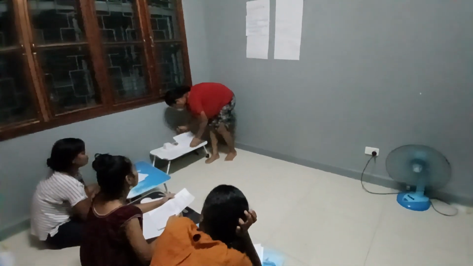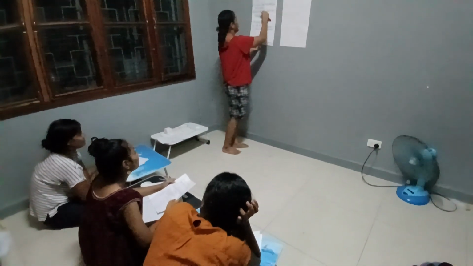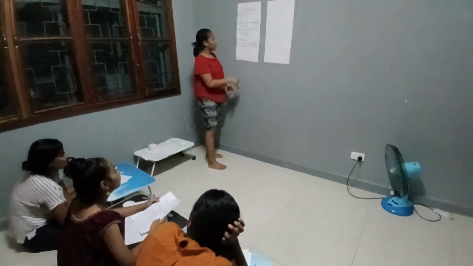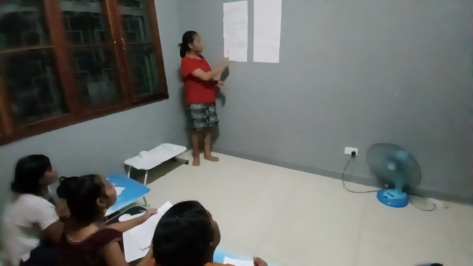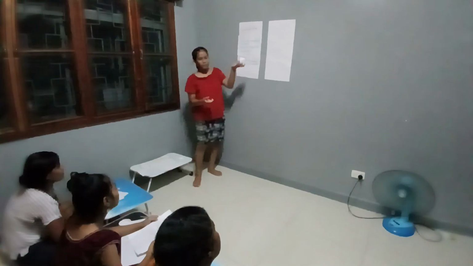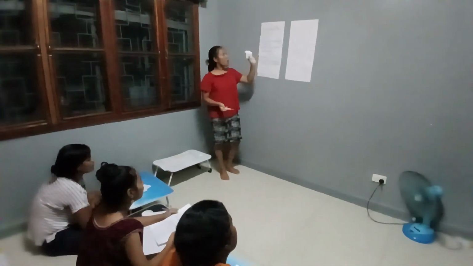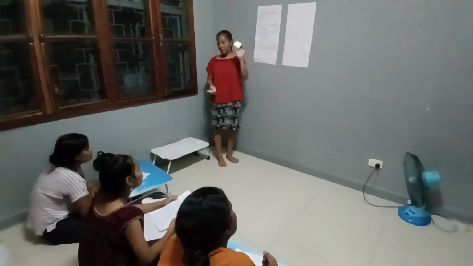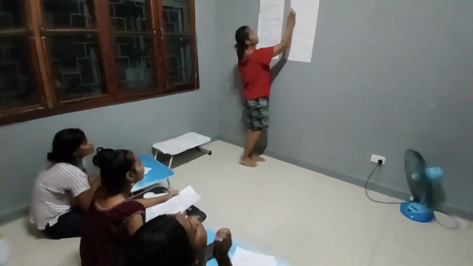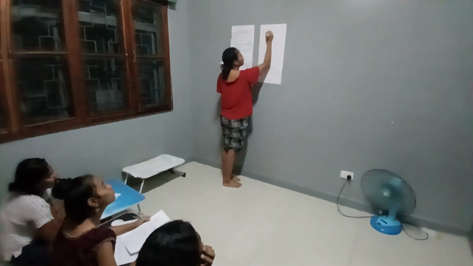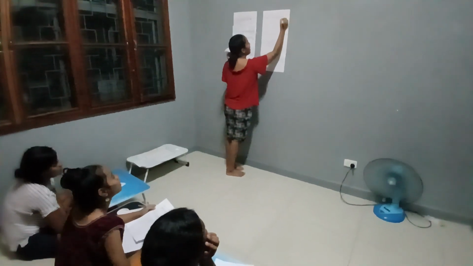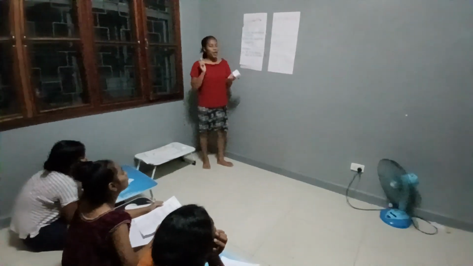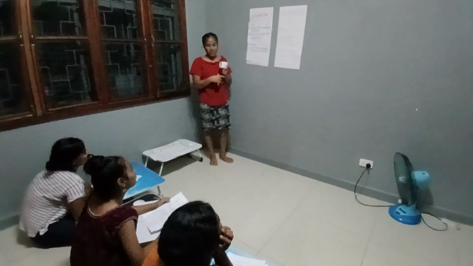How do we get that? We get that from the formula of probability, which is the number of favorable outcomes divided by the total number of outcomes. So if we roll this dice, what are the possible outcomes we will get? 1, 2, 3, 4, 5, and 6.